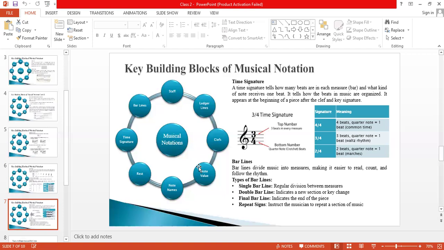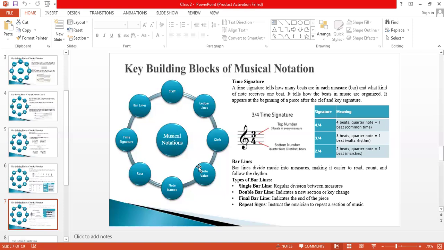Then the bar line divides music into measures, making it easier to read, count, and follow the rhythm. When you look at the likes of hymn books, you will be able to see bar lines. We have different types of bar lines. We have the single line, which is the regular division between measures.